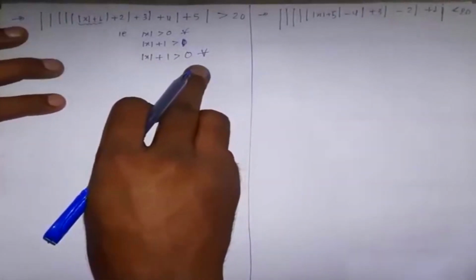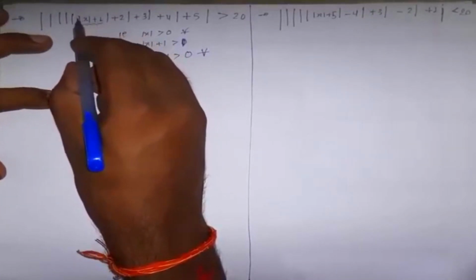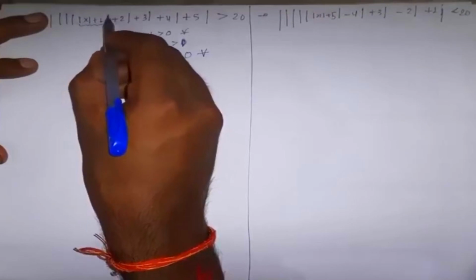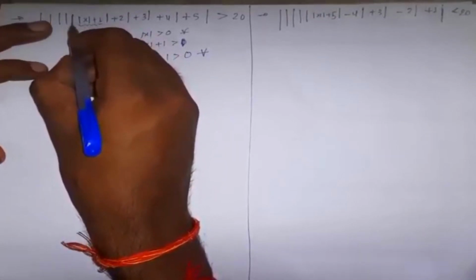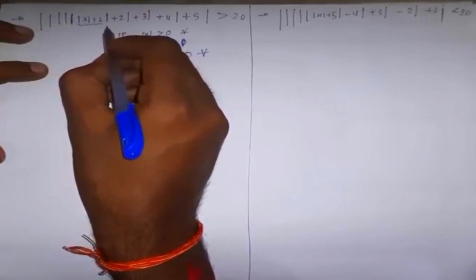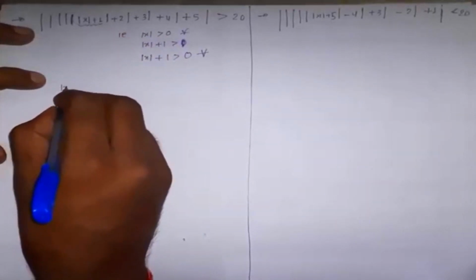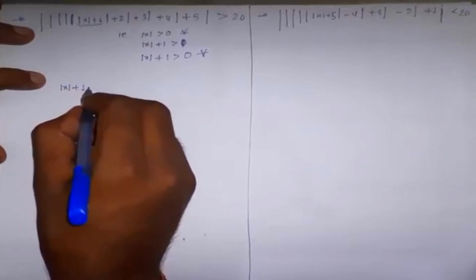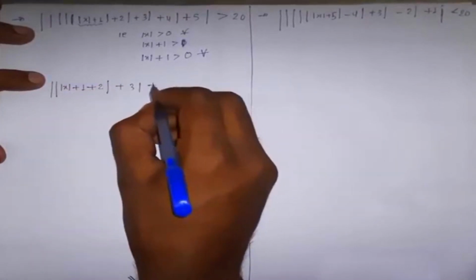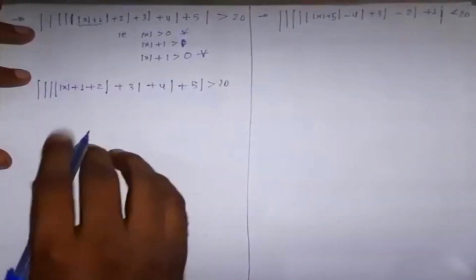I hope it is clear. So this portion is positive. If the inner function of any modulus is positive, then we will expand it with a positive sign. So this portion is positive, then the mod of this portion will open as positive. Then what we will do? This will be mod of x plus 1, plus 2, plus 3, plus 4, plus 5, less than 20. I hope it is clear.